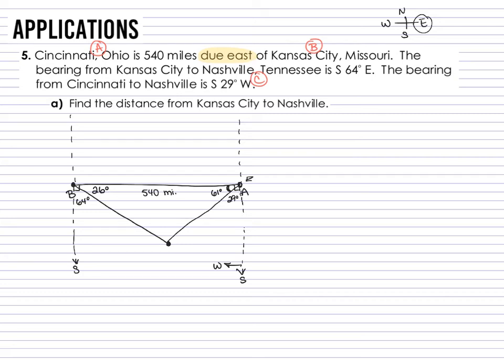Okay, so now I have two angles and I have a side. What's nice when I have two angles is that I can automatically find the third. So the interior angle measurement of the entire triangle is 180. I'm going to subtract from that the 26 degrees and the 61 degrees, which means that my angle C here has to be 93 degrees.